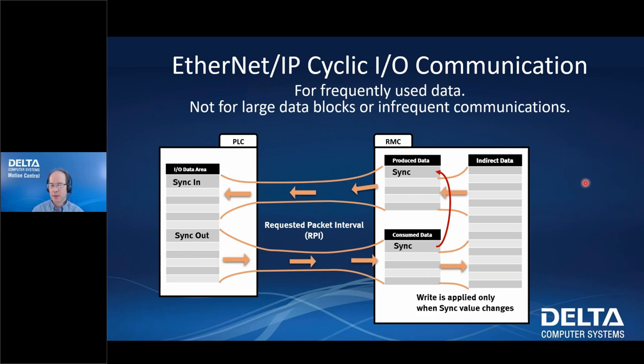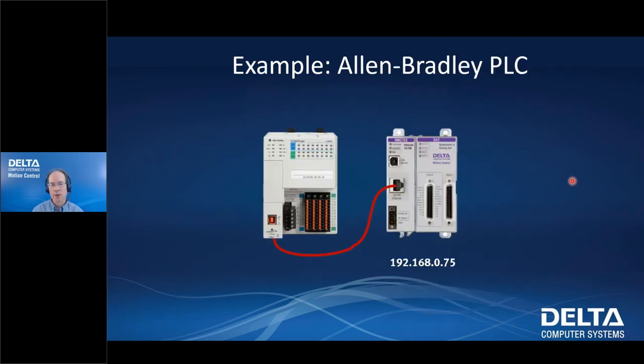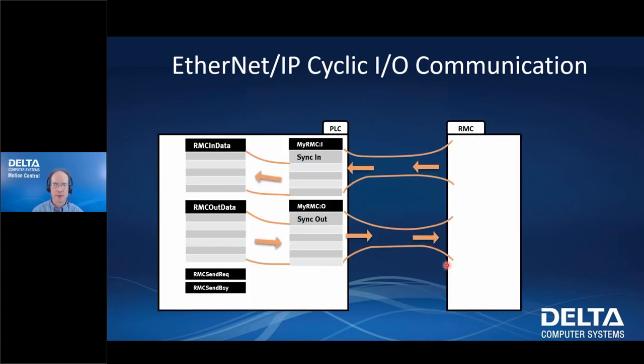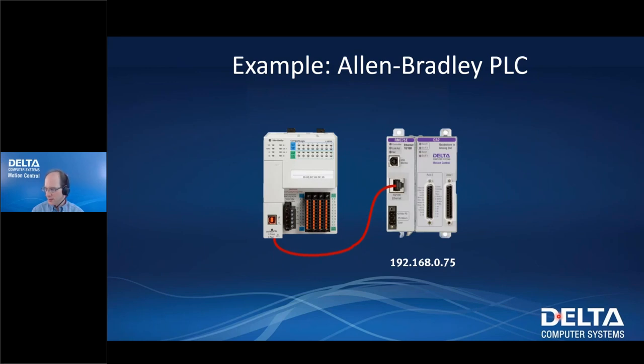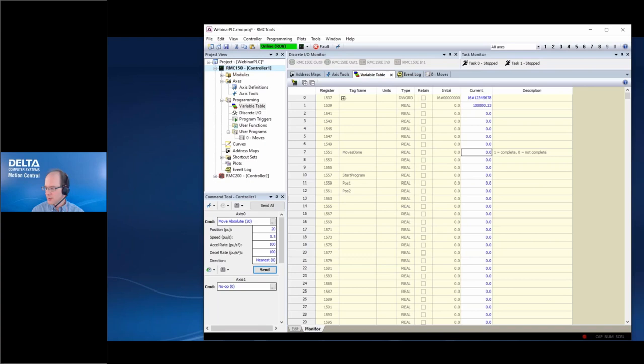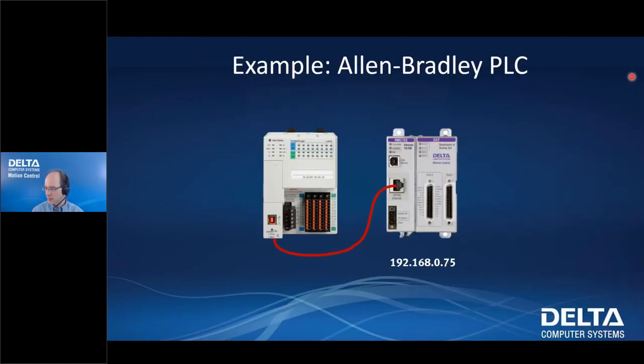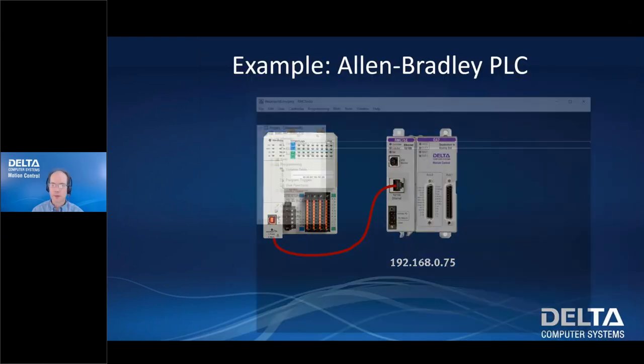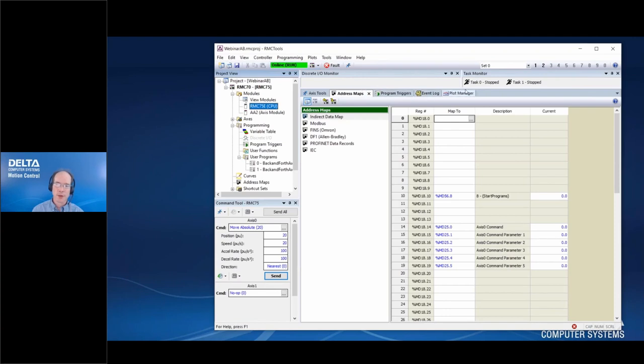So we have an example here that I'm going to walk through right now of the Allen-Bradley PLC with the RMC. The RMC is at 0.0.75, and this is live. So let's see, we have the RMC first. We need to set it up. Not that one, it's a different RMC. Let me see. Okay, here we go.